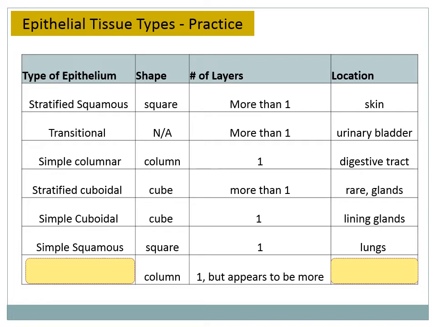Then we have a column that is 1, but it appears to be more than 1 layer. So we know that that is pseudostratified columnar epithelium. We know that we find pseudostratified columnar epithelium throughout our respiratory tract.